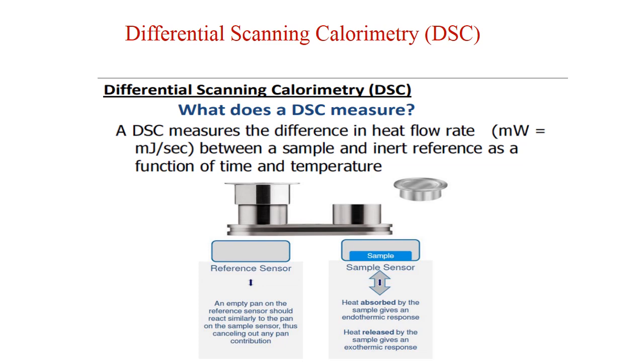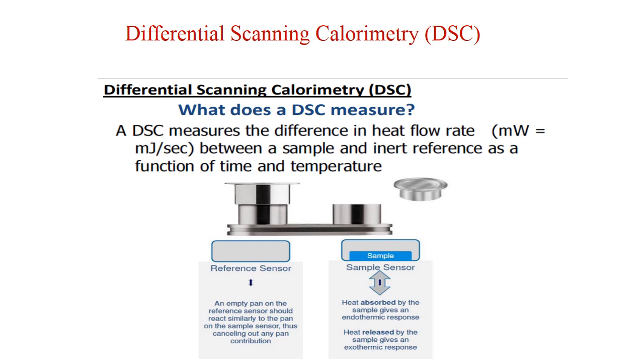A solid sample melts to a liquid. The sample will require more heat in comparison to the reference sample, because the reference sample is always an inert sample. So in this case, our sample pen requires more heat to melt the sample. The heat is consumed, so the process is endothermic. Due to this, to maintain equal temperature, we have to supply more heat to the sample pen.